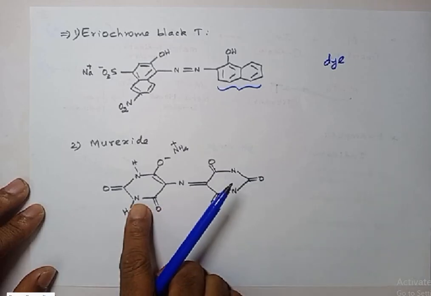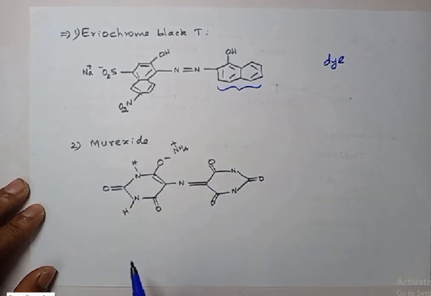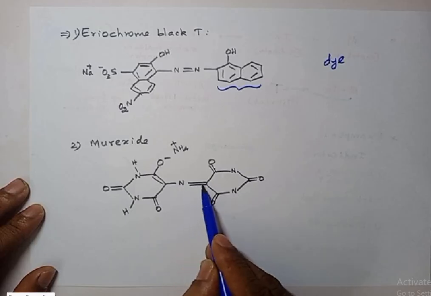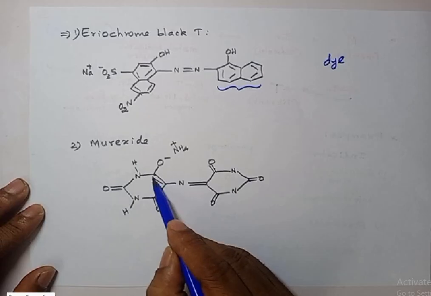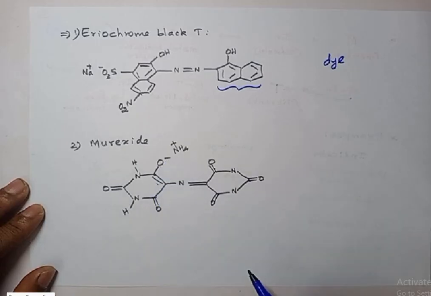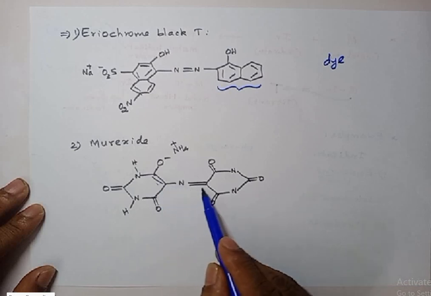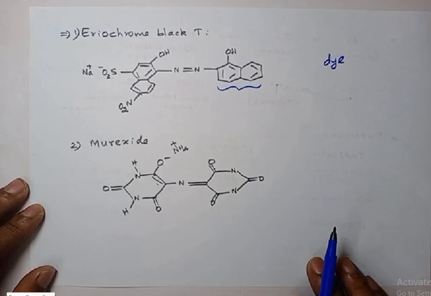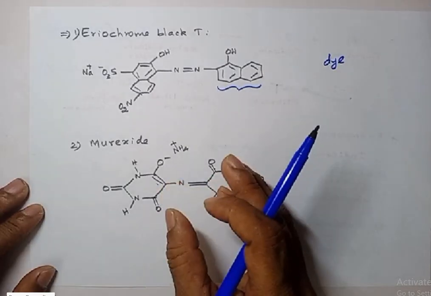A similar structure is available here, and the 2 rings are connected through a nitrogen atom. And here we have a double bond, here a single bond, and here a double bond with O minus. Instead of CO, I have O minus here. So there is a conjugation, an extended conjugation available. Because of this extended conjugation, murexide shows a characteristic color.